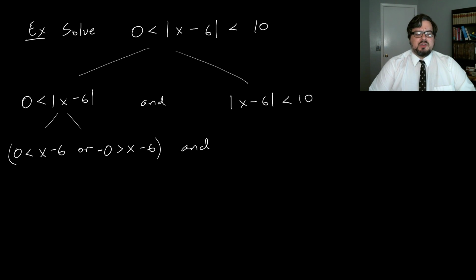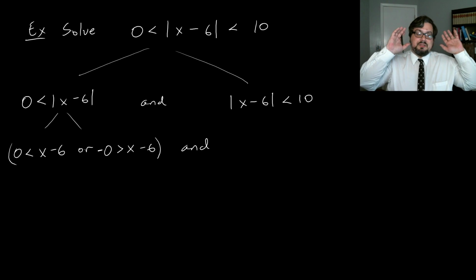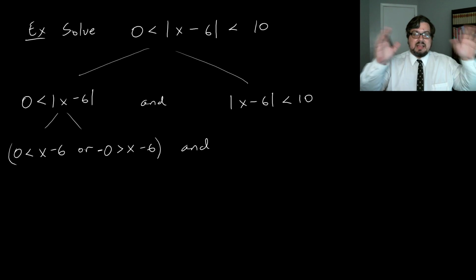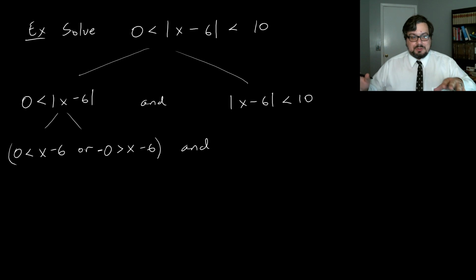And so now we've got this OR inequality here. So let's keep that together. I like to put parentheses around the whole statement so that we understand that it's one of these two inequalities have to be true and the other inequality has to be true, which we haven't handled yet.